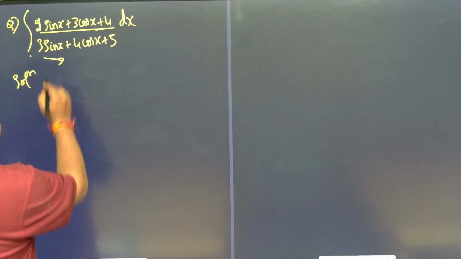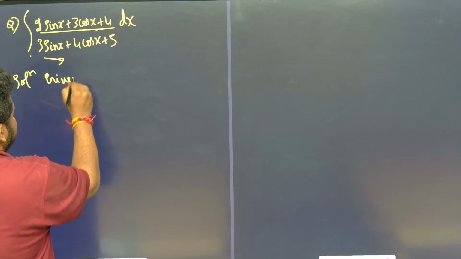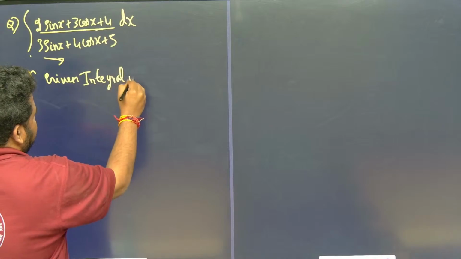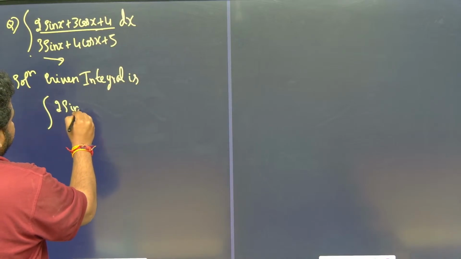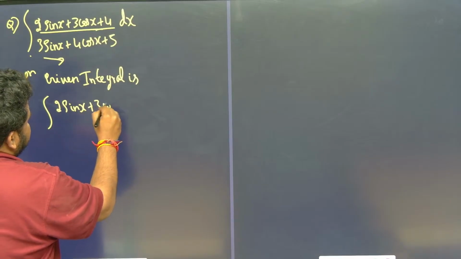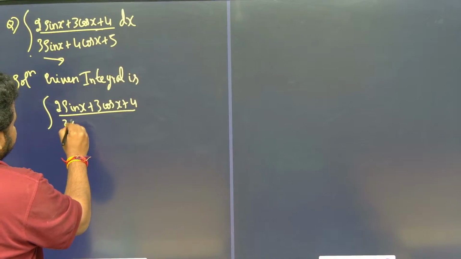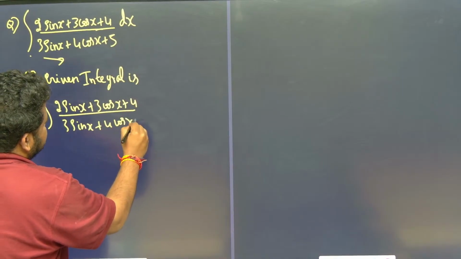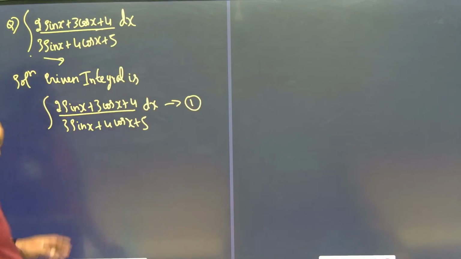Here, solution. First let us write down the given integral. The given integral is the integral of 2 sin x plus 3 cos x plus 4 divided by 3 sin x plus 4 cos x plus 5 dx. Let us write this as equation 1. We have to find this one.